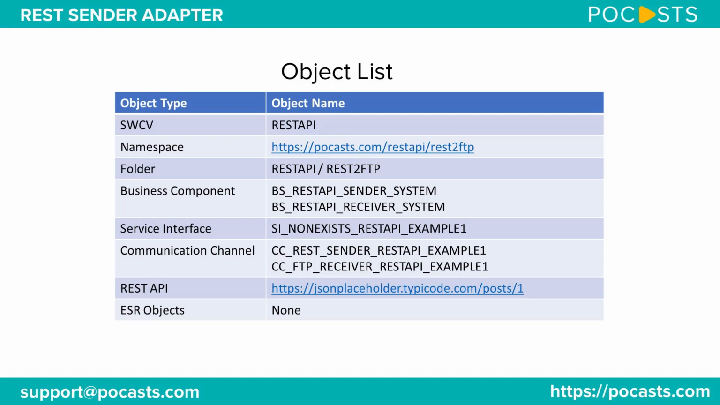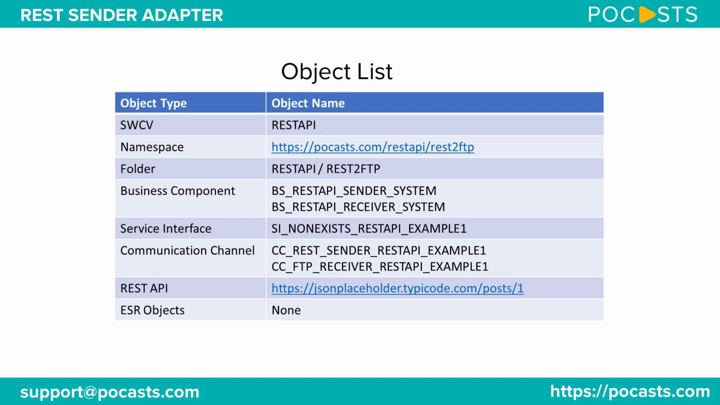The service interface, again, is not defined in ESR, so we will not be developing an interface, data type or message type. We just say SI non-exist as a service interface in the integration directory configuration, and then we're going to build the interface. Then we'll create two communication channels. One is REST sender example1, with example1 as a shortcode to refer to the REST sender adapter. Then FTP as a receiver. Then I will show you how that file will be dumped into one of the FTP servers.